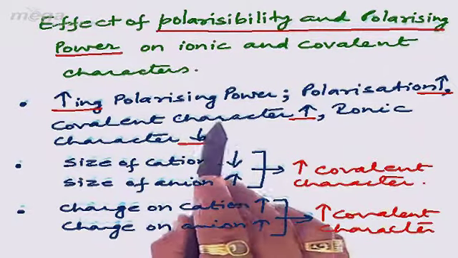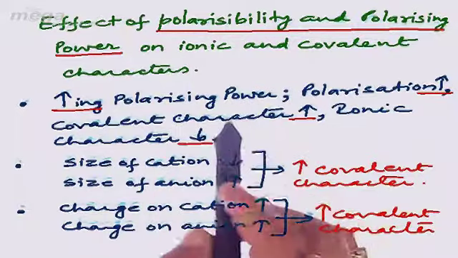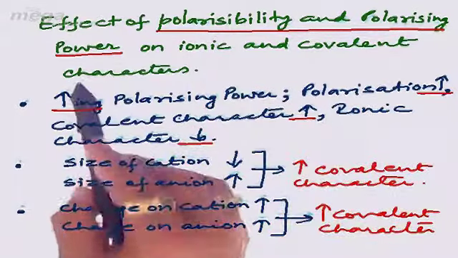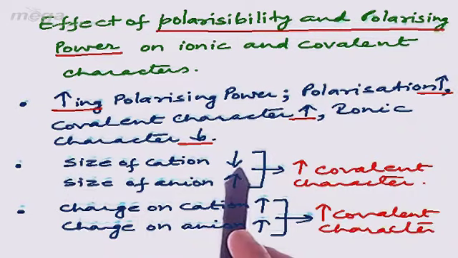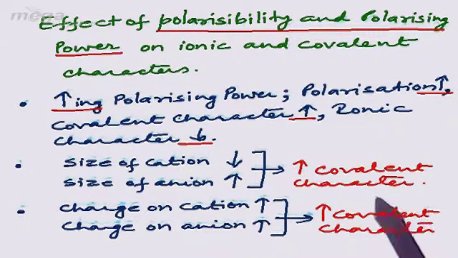Now, we can define how covalent character can be changed by the polarizability or the polarizing power. For that, if the cationic size is decreased or the anionic size is increased, then there will be increase in the covalent character, or if the cationic charge is increased or the anionic charge is increased, then again that will lead to the increase in the covalent character.